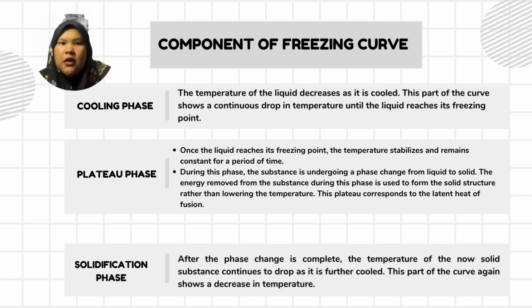Next, there are three components of the freezing curve: cooling phase, plateau phase, and solidification phase. Cooling phase is when the temperature of the liquid decreases as it is cooled. This part of the curve shows a continuous drop in the temperature until the liquid reaches its freezing point. Plateau phase is once the liquid reaches its freezing point, the temperature stabilizes and remains constant for a period of time. Lastly, solidification phase is after the phase change is complete. The temperature of the solid substance continues to drop as it is further cooled. This part of the curve again shows a decrease in temperature.